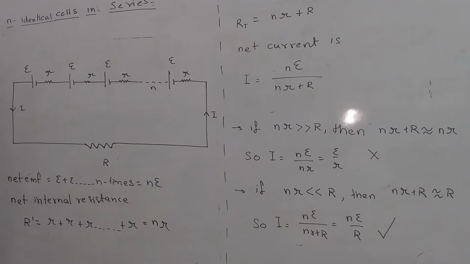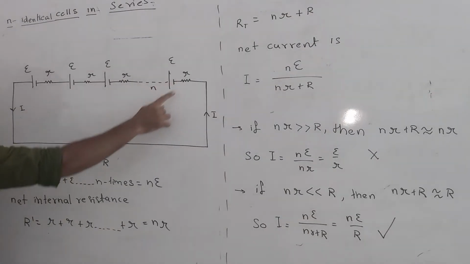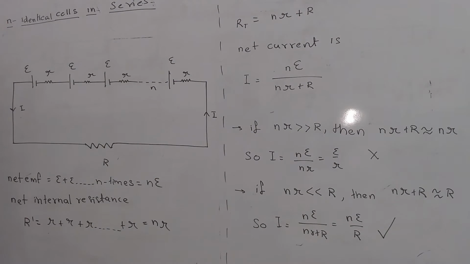Second thing, what is the total internal resistance of the circuit? r plus r plus r. How many times? N times. Because they are connected in series, the total internal resistance will be N into r. And in r, how many times? N times.